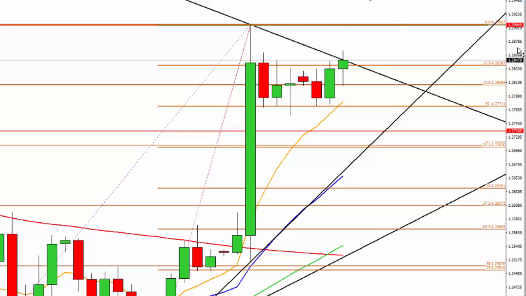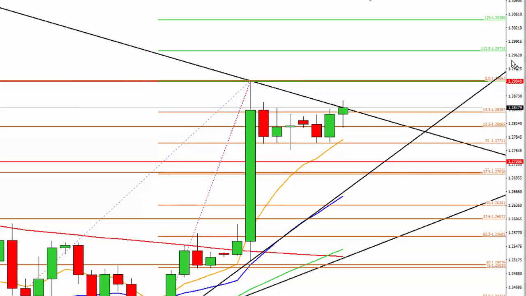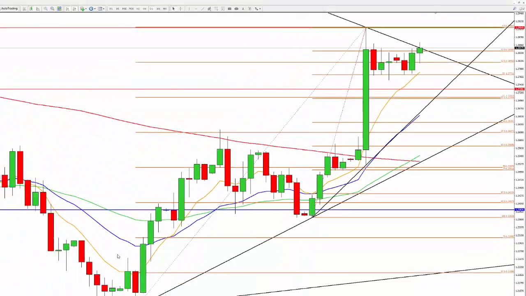129.04 is the next major level higher. Then if that is exceeded, we're looking at 129.71. On a pullback, 128.06 is going to be some support. If that is broken, we're looking at about 127.78 to 127.71. And then if that's violated, nothing down until the 127.30 area.